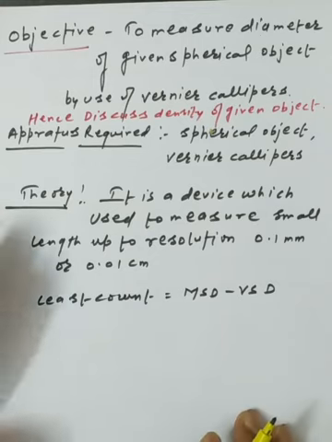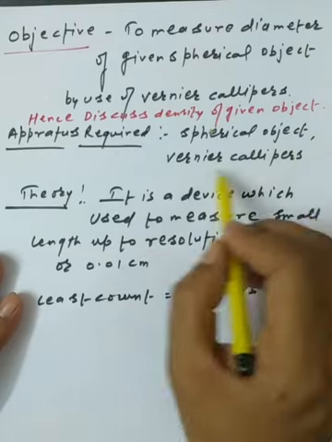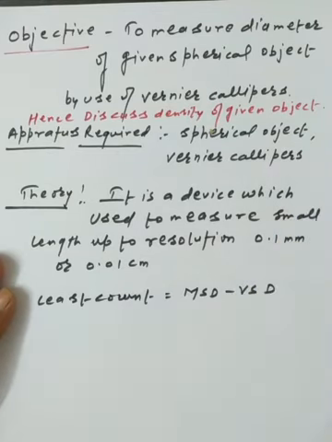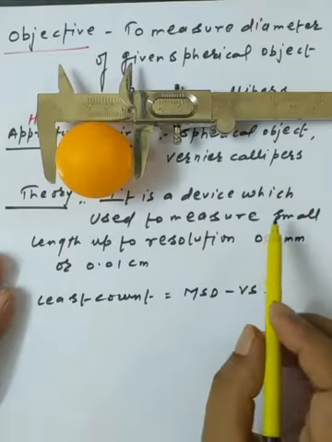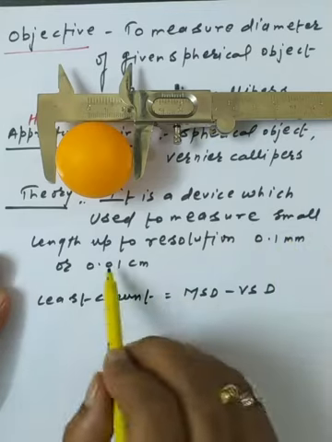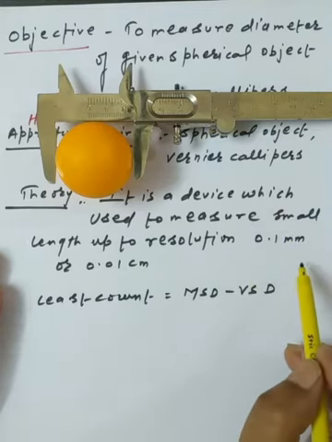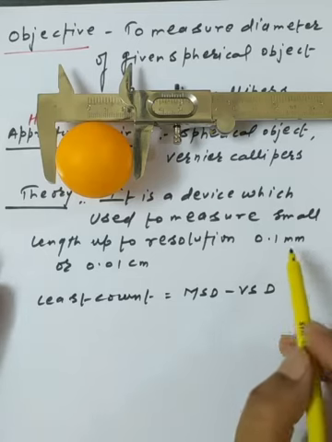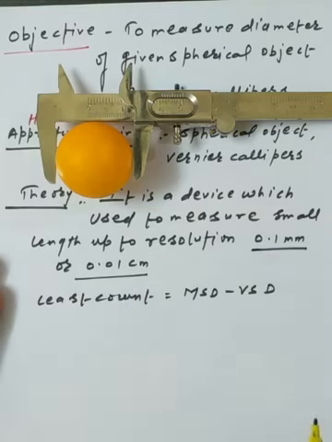Last time I mentioned the method to find the least count of a vernier calipers. Apparatus required here: a spherical object and a vernier calipers, and both are here in front of us. Now, theory: it is a device used to measure small lengths up to a resolution. Resolution means up to what limit it can make the measurement. So I have stated that 0.1 mm, or 0.01 centimeter, can be a limit.